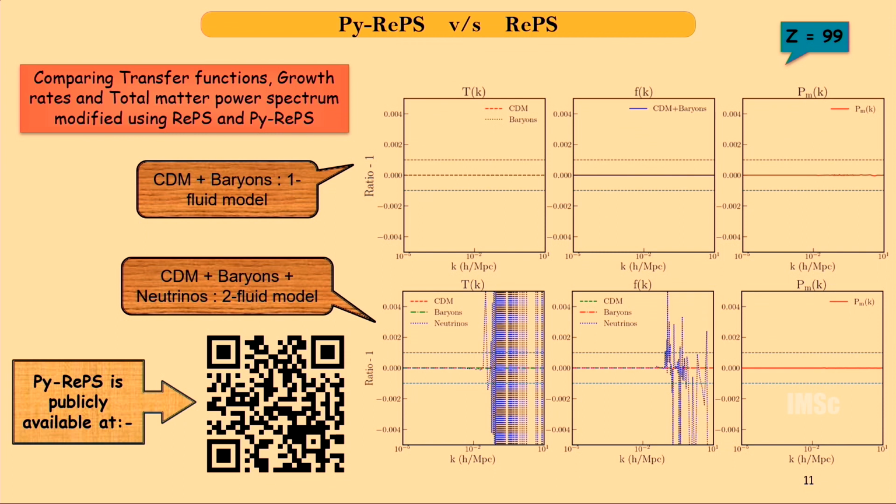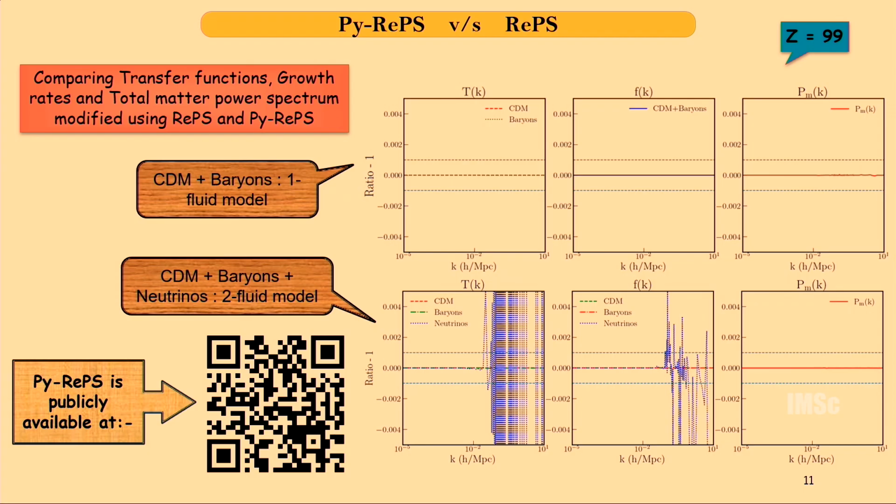The pyreps is capable of setting up the initial condition for a 3 fluid scenario, but before running it for a 3 fluid case, we should check it for a 1 fluid and 2 fluid against reps, so that we know that the code is working fine. These results show exactly that, and the result between reps and pyreps match within the machine precision. Pyreps is now a publicly available code.